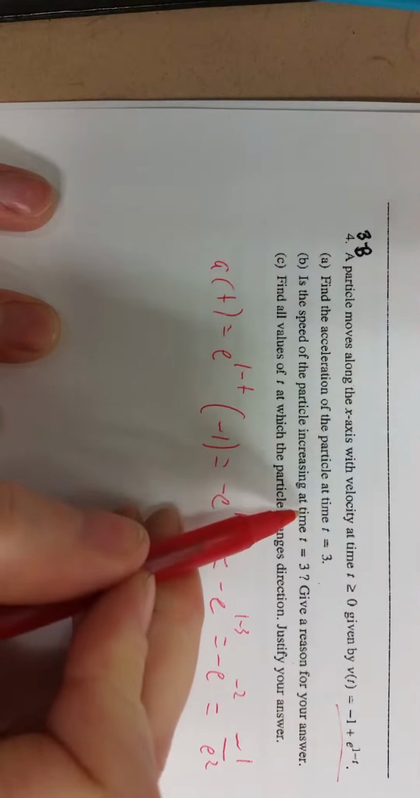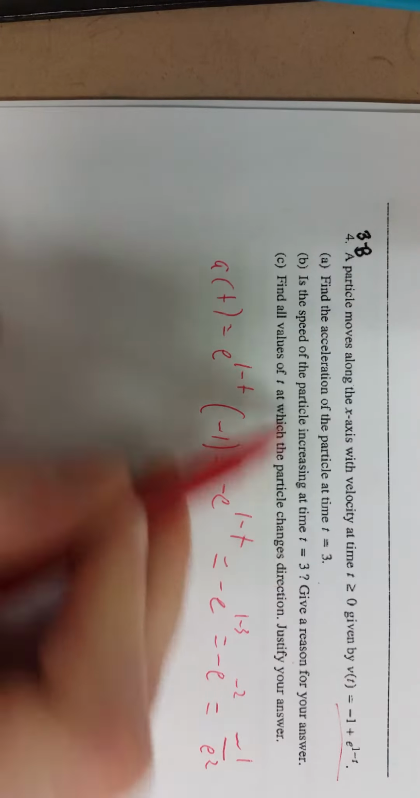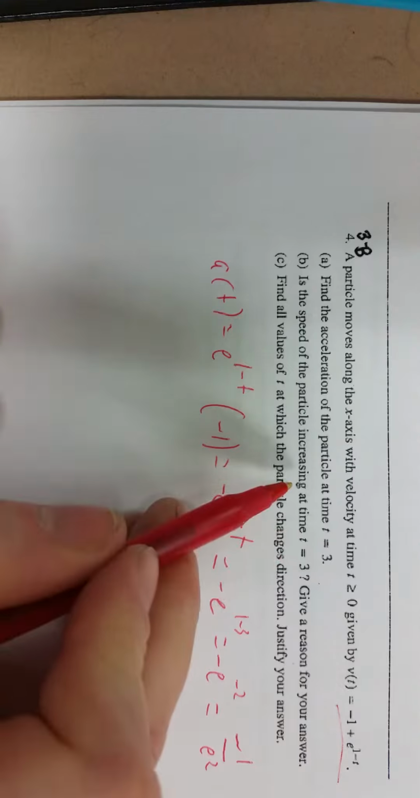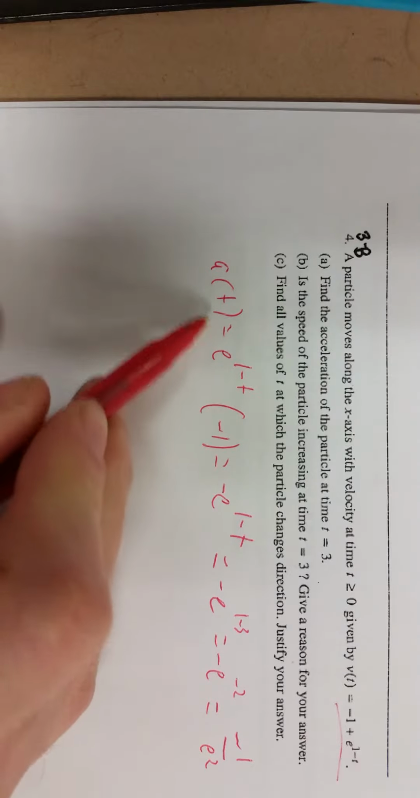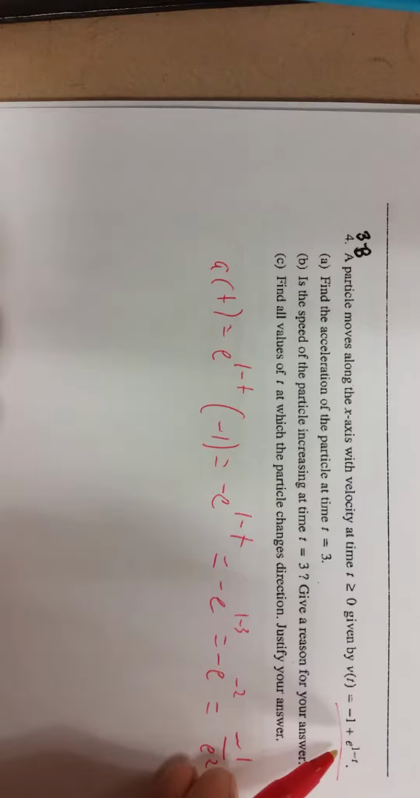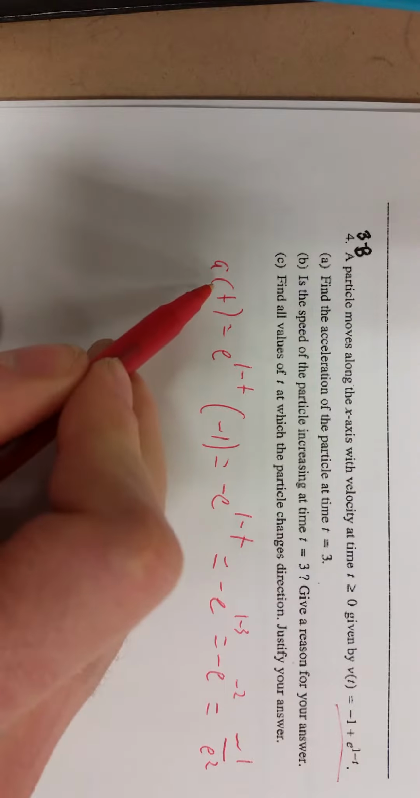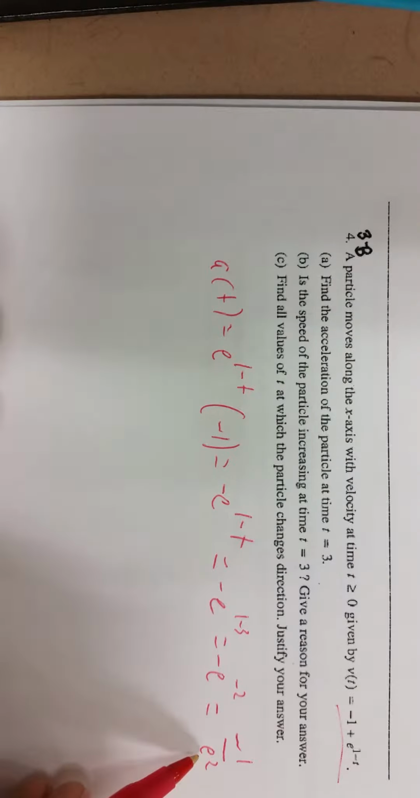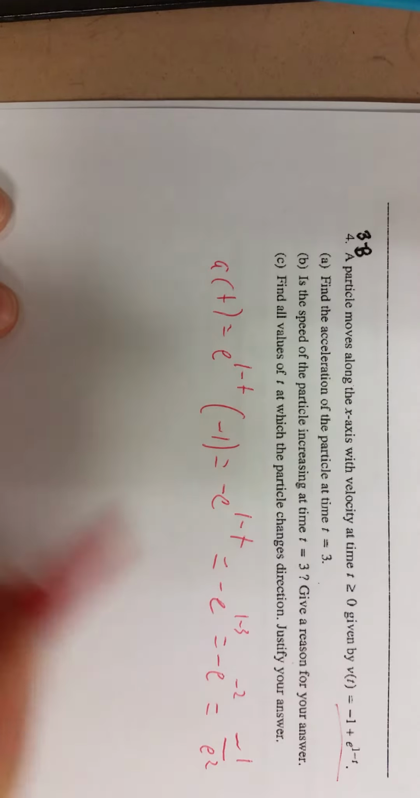Okay, so B. Is the speed of the particle increasing at time t equals 3? What we need to know to figure out whether the speed is increasing or decreasing is whether the velocity is positive or negative and the acceleration is positive or negative. Remember, if the signs are the same, the speed is increasing. If the signs are different, then the speed is decreasing. So at t equals 3, the acceleration is this, which is negative. Now we just need to figure out whether the velocity is positive or negative.